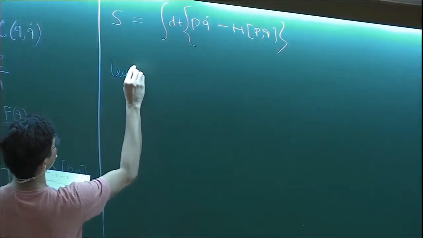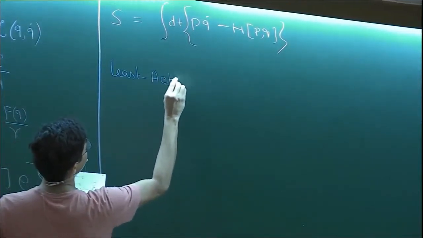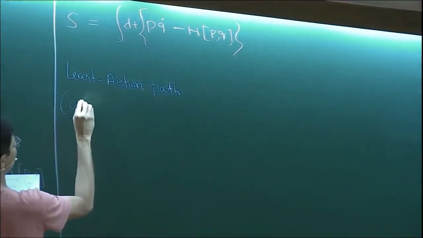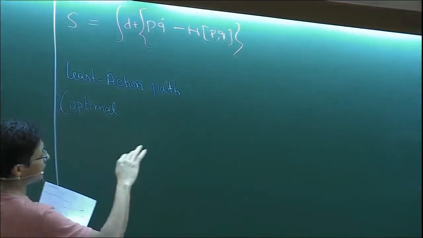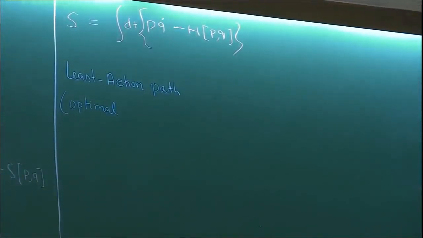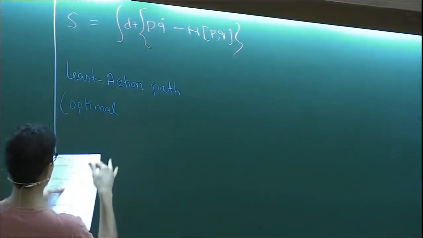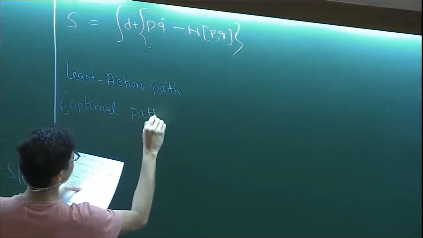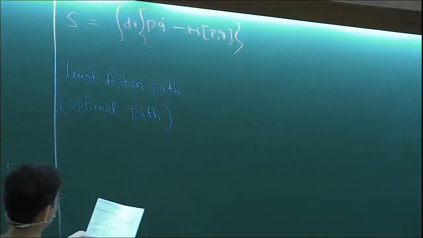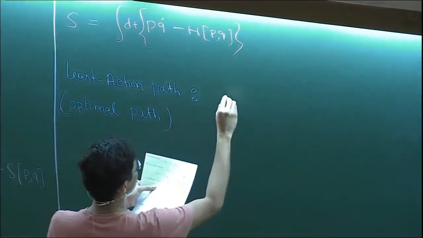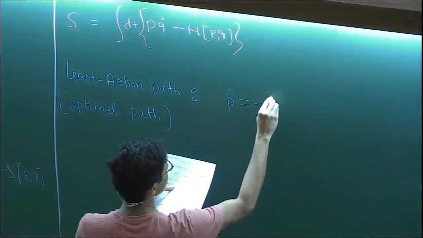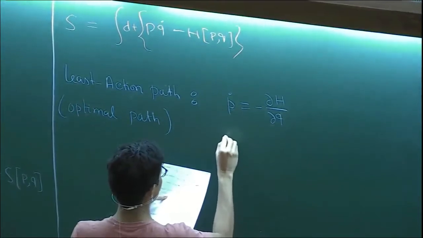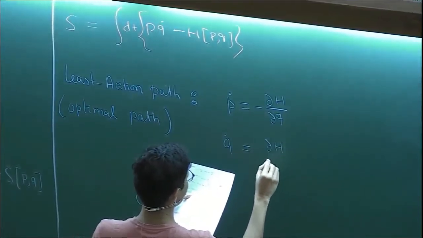So this we call the least action path. This is also sometimes referred to as the optimal path, because this is the path which contributes most in seeing the probability. Okay? This is the most probable path to see that particular final position. So sometimes I would refer to either least action or the optimal path. So this is nothing but just the solution of Hamilton's equation, P dot equal to minus del H del Q, and Q dot equal to del H del P.